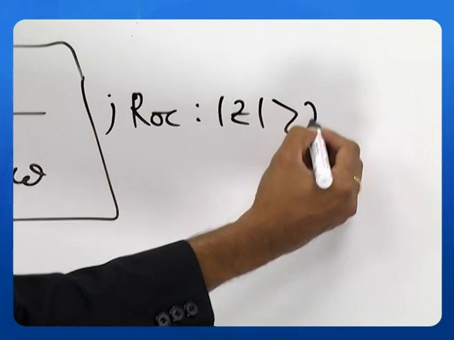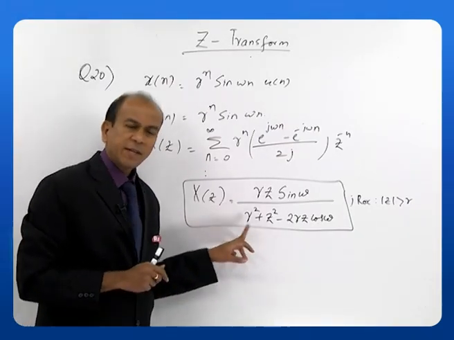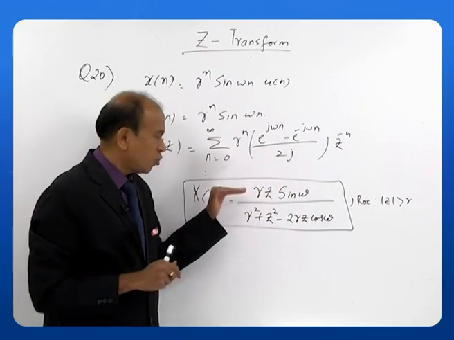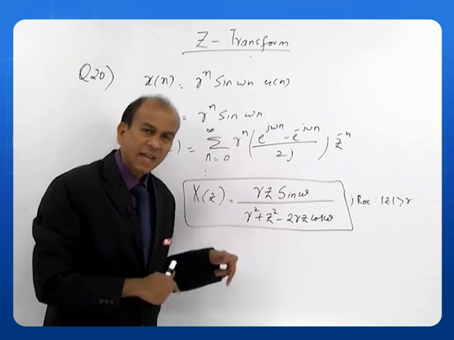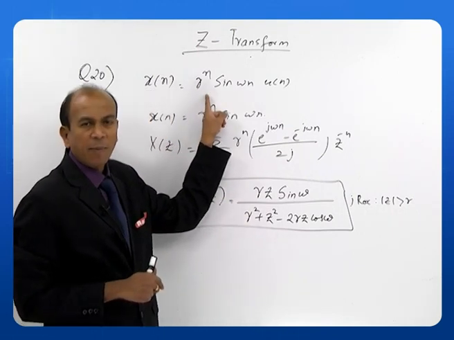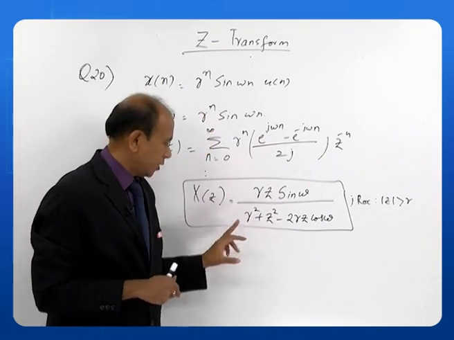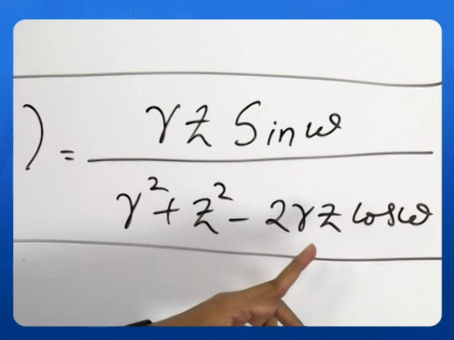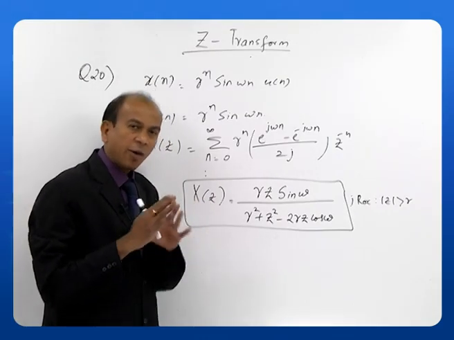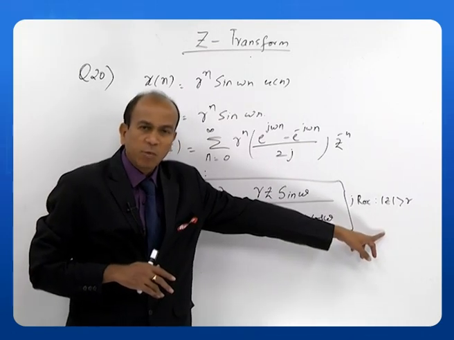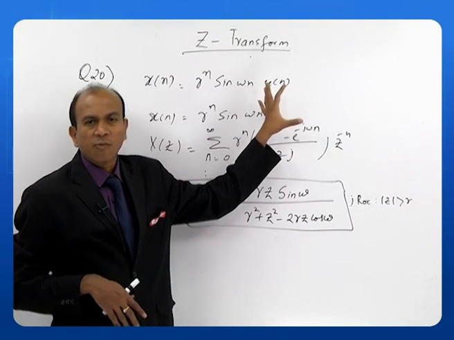|z| greater than r. If you compare this with the earlier formula, you see the denominator is same in both the cases, whereas the numerator z square minus rz cos omega was the z transform when I had r^n cos n omega. So here this is rz sin omega, divided by r square plus z square minus 2rz cos omega. So this is the formula which you all should remember, and the ROC in fact is same in both the cases, that is |z| is greater than r. So this is the z transform for a sine.